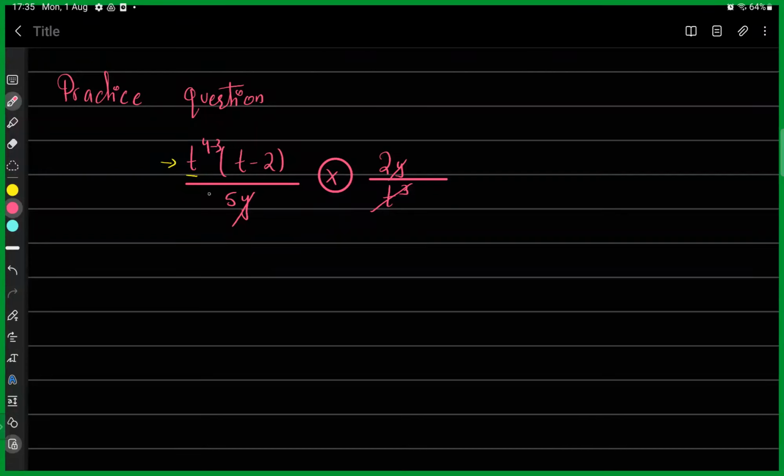Next, this 2 is left. 2 t power 4 minus 3 would give me t. Then we have t minus 2 divided by 5. This is going to be the answer.